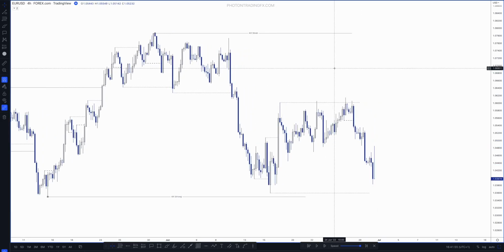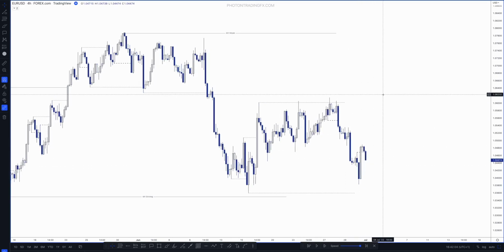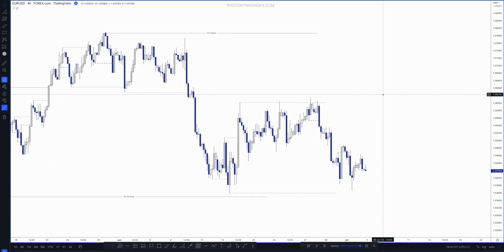So as we come down into this low, we do get a bullish change of character. Okay, so maybe this low is going to hold. That's a nice sign that potentially now we could be looking for longs to take out this high. And it ends up failing, okay?